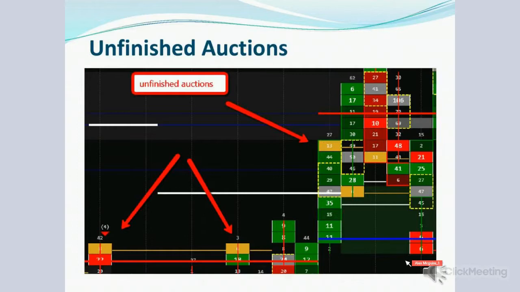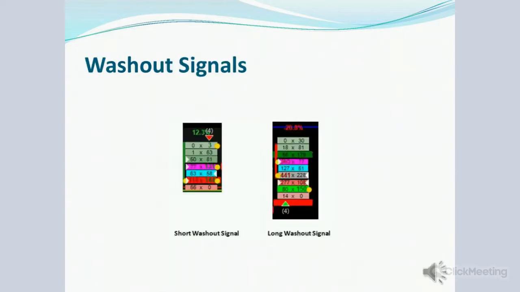Now, as you see here, with regard to unfinished auctions, you will note that for the vast majority of bars, these values do reach 0. Okay. But for those that do not, there's a possibility that price will return to this level to complete the auction, which is why it's called that. Another interesting feature here, though, is washout signals.